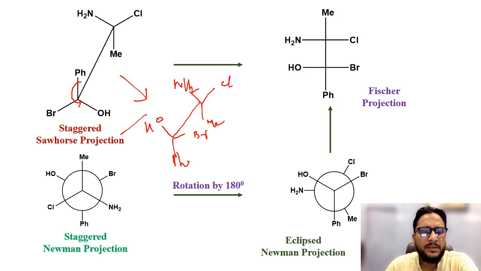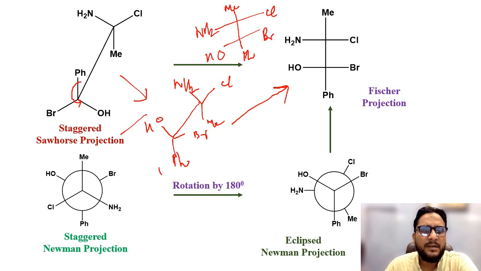Now when this form is obtained, we can directly write the Fischer form just by drawing a line, then drawing two perpendicular lines, with Me on the line showing downward, written over here because it belongs to the rear carbon, while Ph belongs to the front carbon, so it is written over here, and NH2 on this side, so it will be written like this, Cl on the right side, similarly OH on the left side and Br on the right side. So in this way you can easily write the Fischer form from a Sawhorse form.